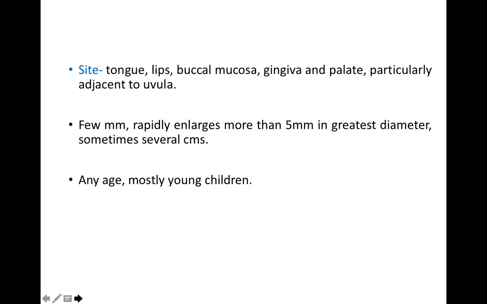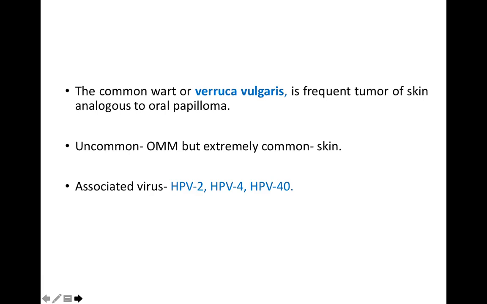So sites are tongue, lips, buccal mucosa, gingiva, palate, particularly adjacent to uvula. It is usually solitary and rapidly enlarges to more than 5 millimeters, sometimes several centimeters also. It occurs at any age, mostly young children. The common wart or verruca vulgaris is a frequent tumor of skin and it is analogous to oral papilloma. Uncommon in oral mucosa but extremely common in skin, and the associated viruses are HPV 2, 4, and 40.